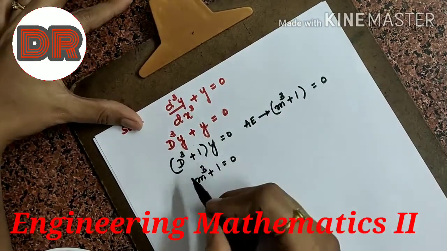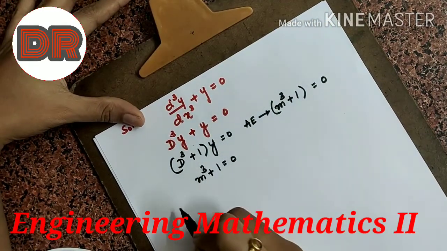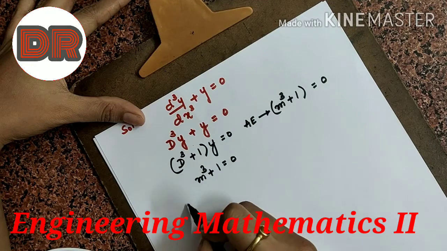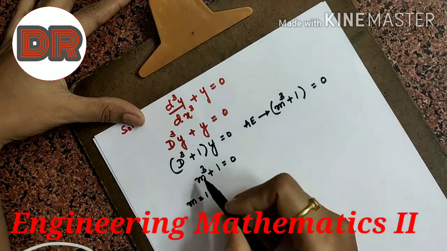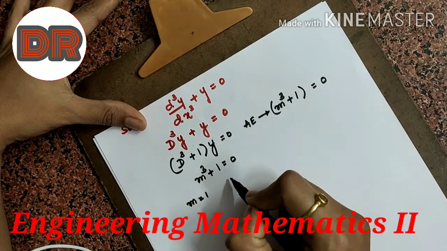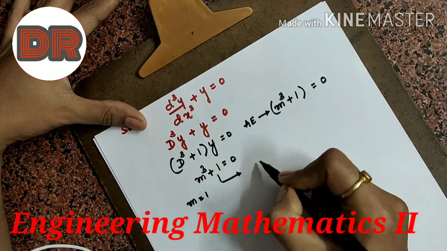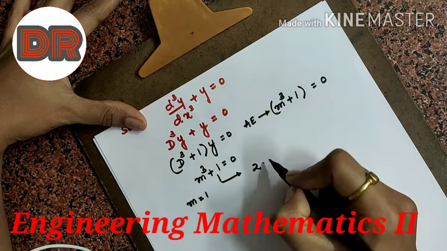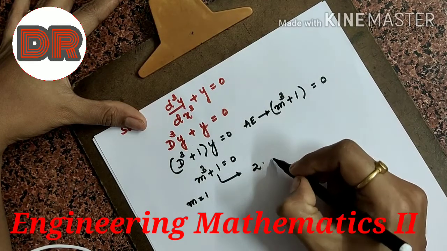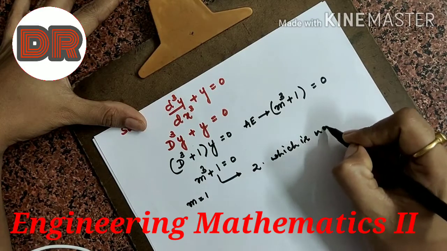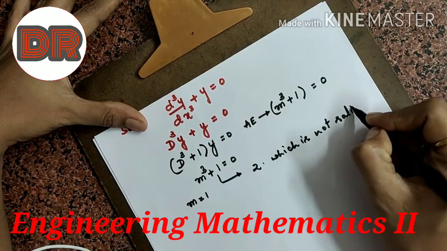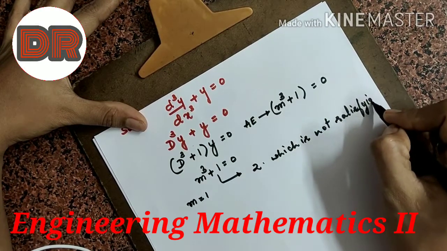So let me find the first root by inspection. Substitute m is equal to 1. If you substitute m is equal to 1, the equation gives you 2, which is not satisfying the equation. So this is not a root.